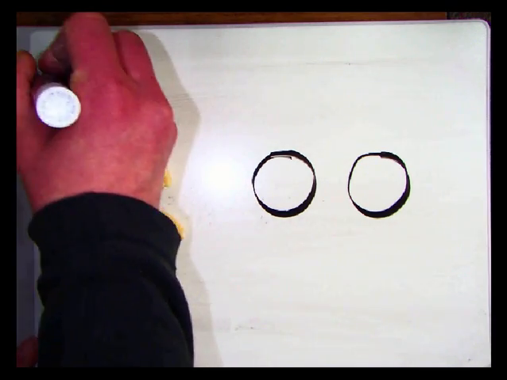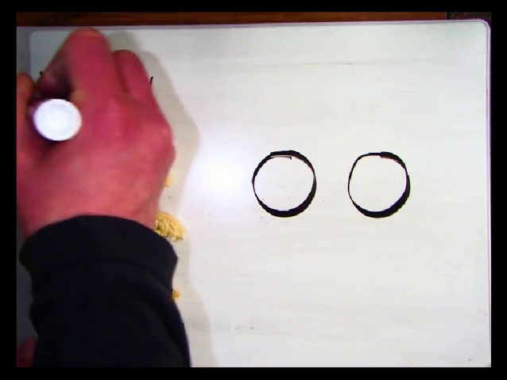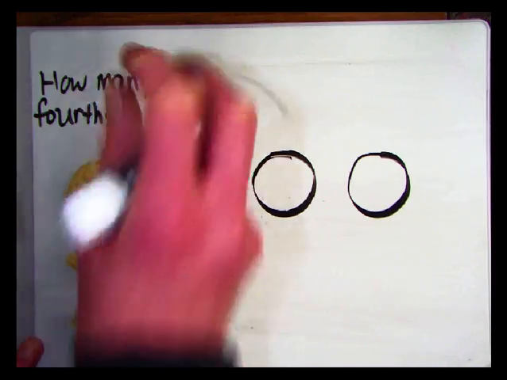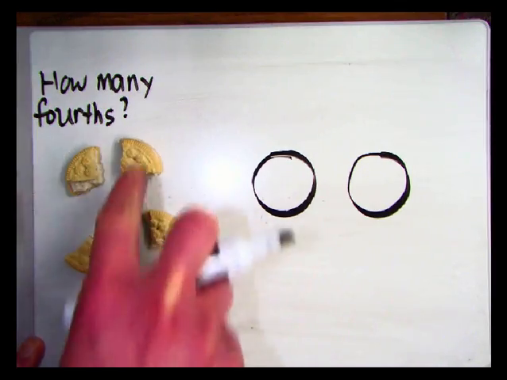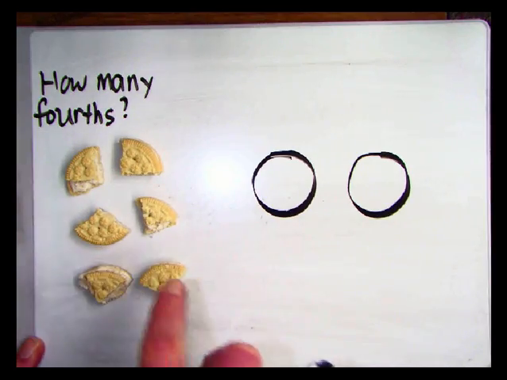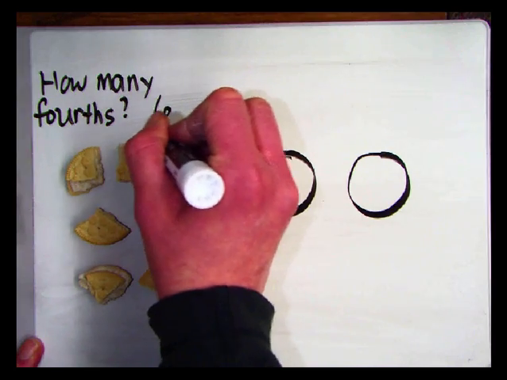So how many fourths? I have 6 fourths. We can count them. 1/4, 2/4, 3/4, 4/4, 5/4, and 6/4. So we have 6 fourths.